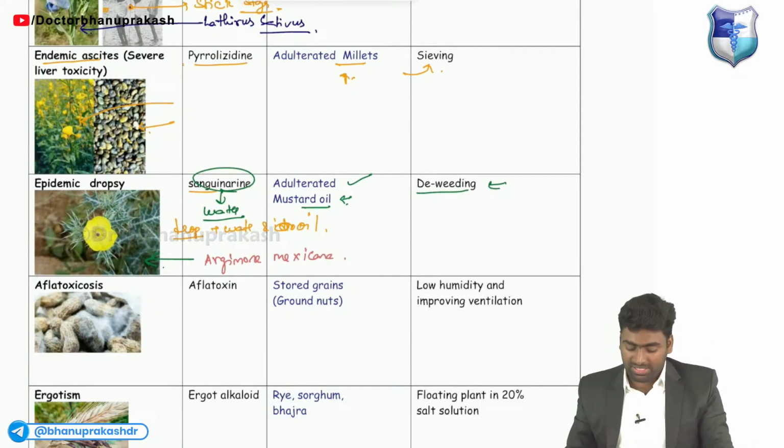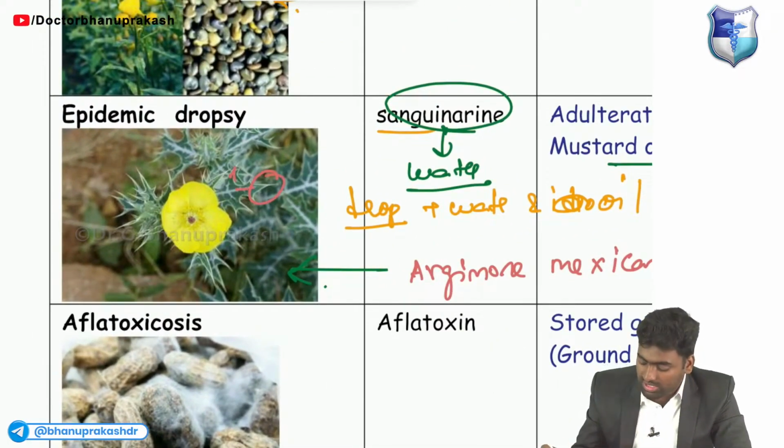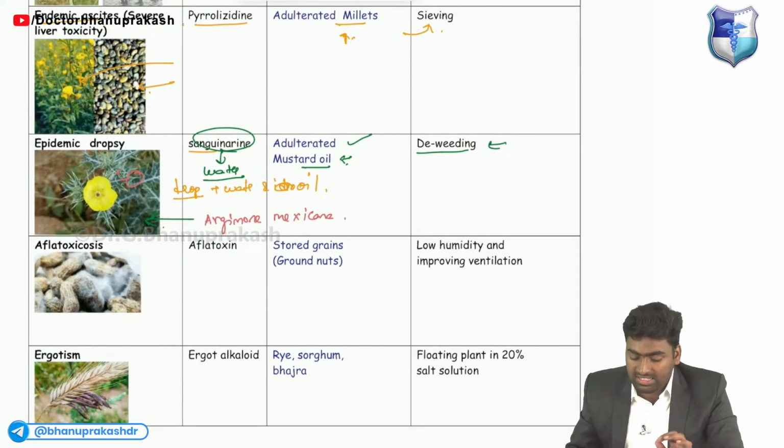Yellow oleander we had seen; it is a cardiac poison, whereas here it is not like yellow oleander. You see the stones like this here. It is this Argemone mexicana.